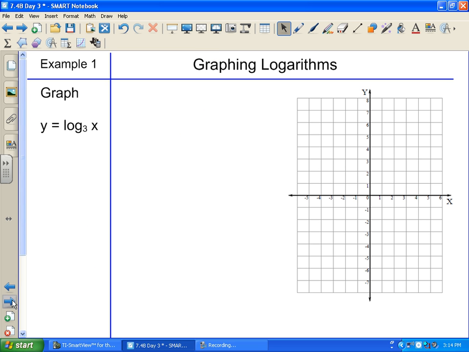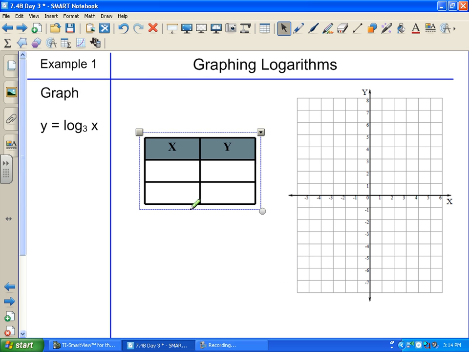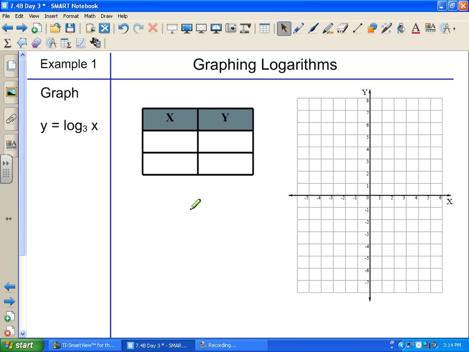Here's our first example. Y equals the log base 3 of x. Honestly, I think your parent functions are the easiest for logs. These are the absolute easiest parent functions we're going to have. And your parent function will change. In this problem, obviously, it's just a parent function. We're looking at the log base 3 of x.